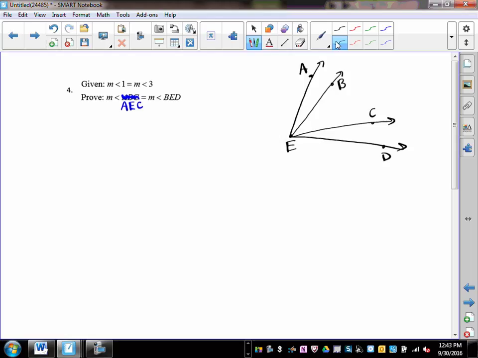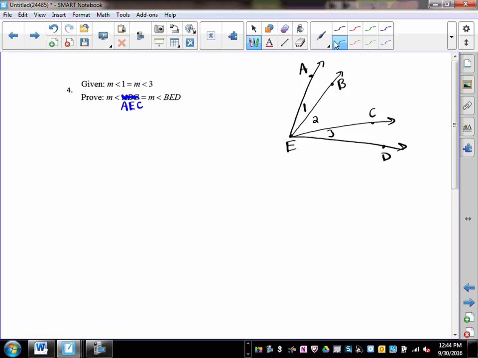Now, this is angle 1, 2, and 3. So for your visual sake, try to make 1 and 3 similar since their measures are equal. But obviously it doesn't have to be perfect. So, oh, perfect.